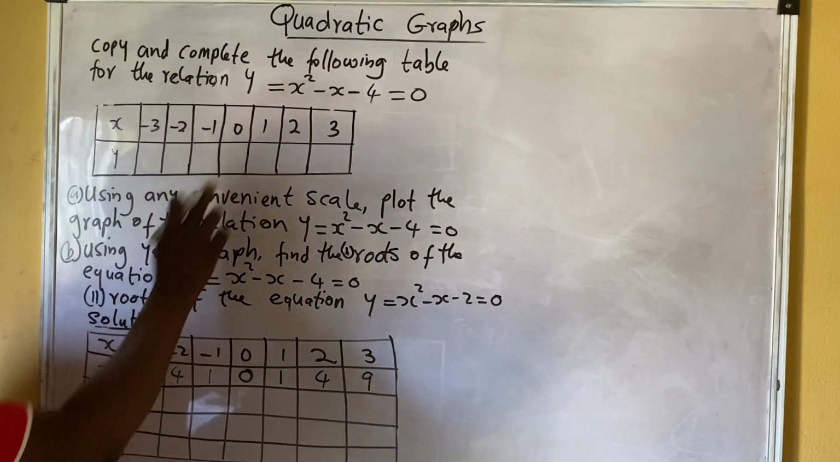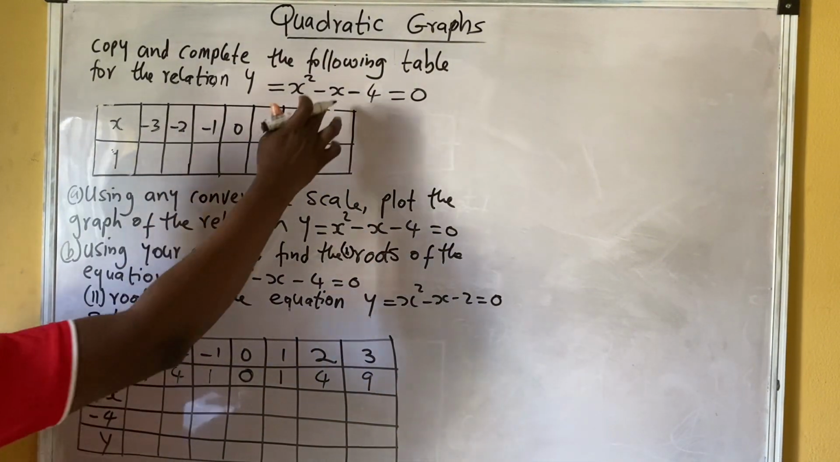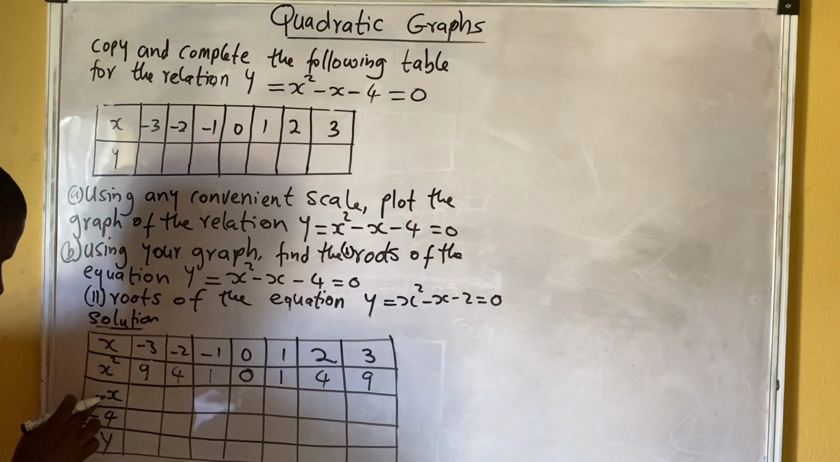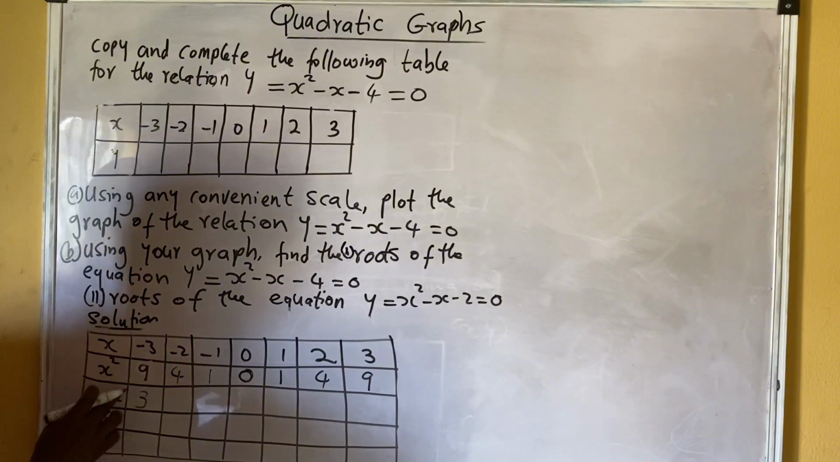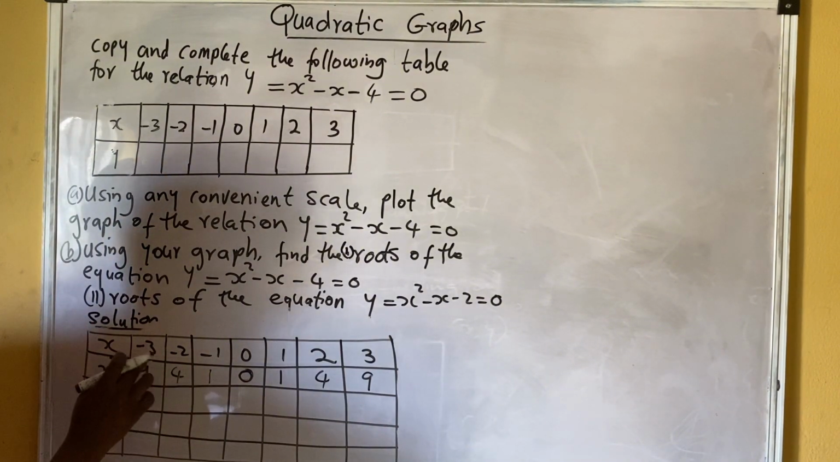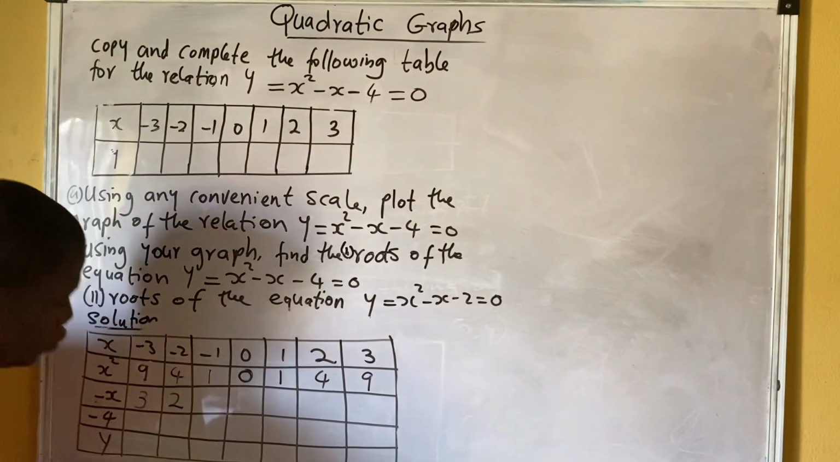So let's go to minus x. When x is minus 3, what is our minus x? Our minus x is minus 3 times minus, and that will give us 3. So when x is minus 2, what is our minus x? Minus 2 times minus, that will give us 2.